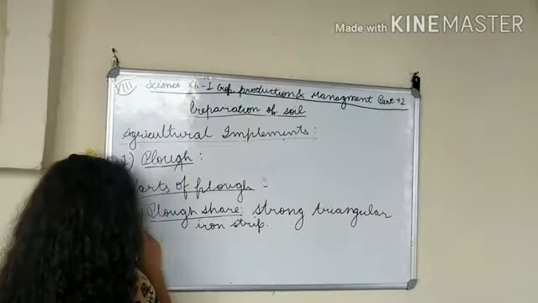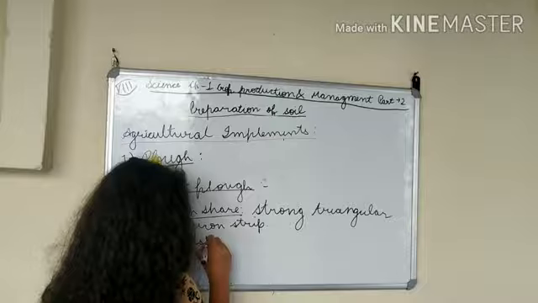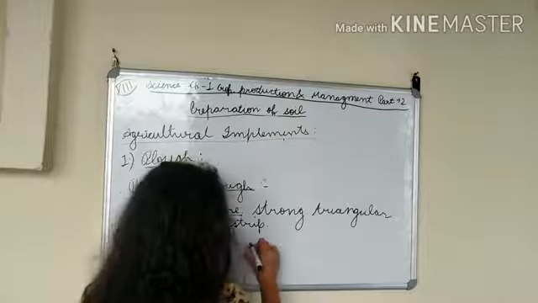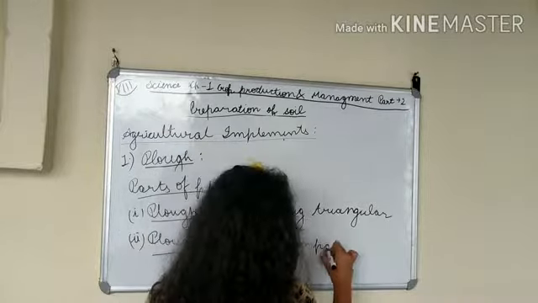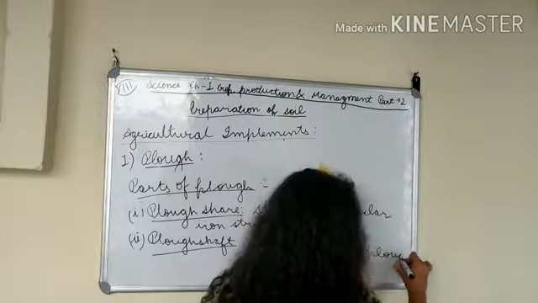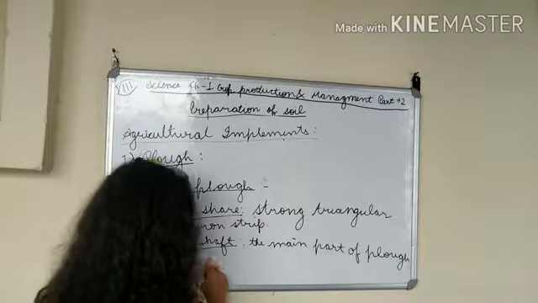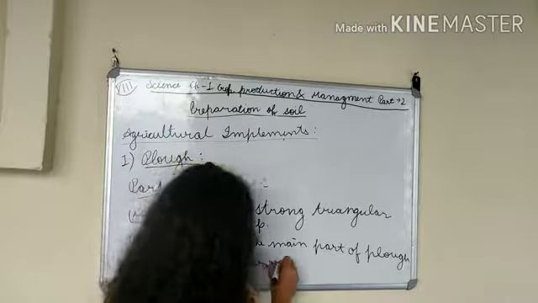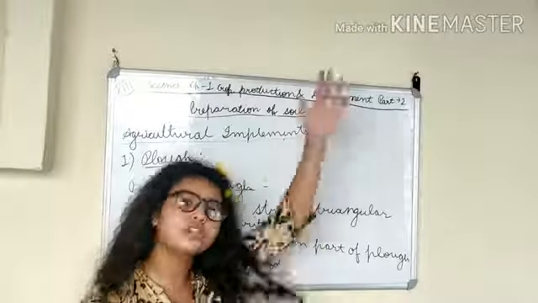Now the second one is plow shaft. Now what's the plow shaft? It is the main part of the plow. The main part of the plow is a long log of wood. Plow shaft is a long log of wood.